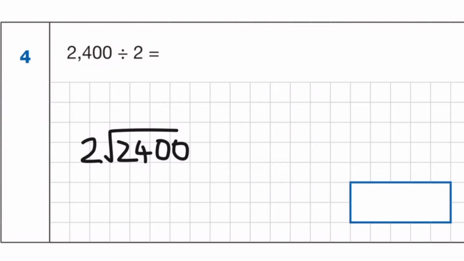With question 4, it looks at division. So we write 2,400 inside of the square root and 2 on the outside. With division, there's one simple rule, and that is how many times does the number on the outside go into the number on the inside. 2 goes into 2 once, so we write 1. 2 goes into 4 twice, so we write 2. 2 doesn't go into 0 at all, so we just write 2 0.